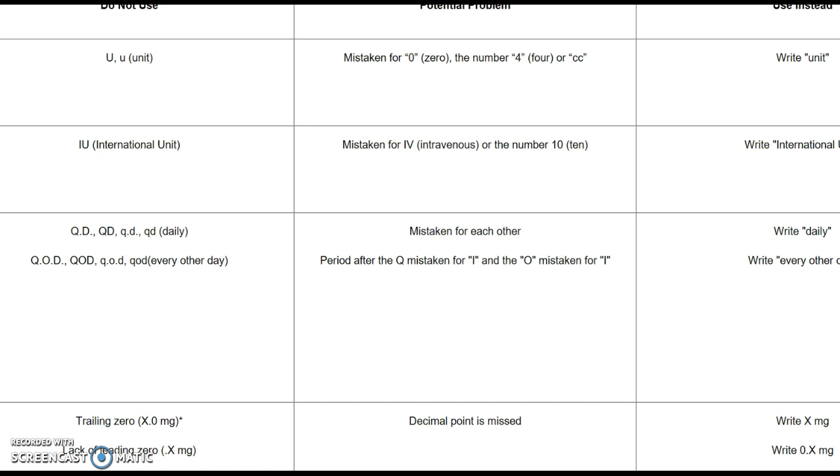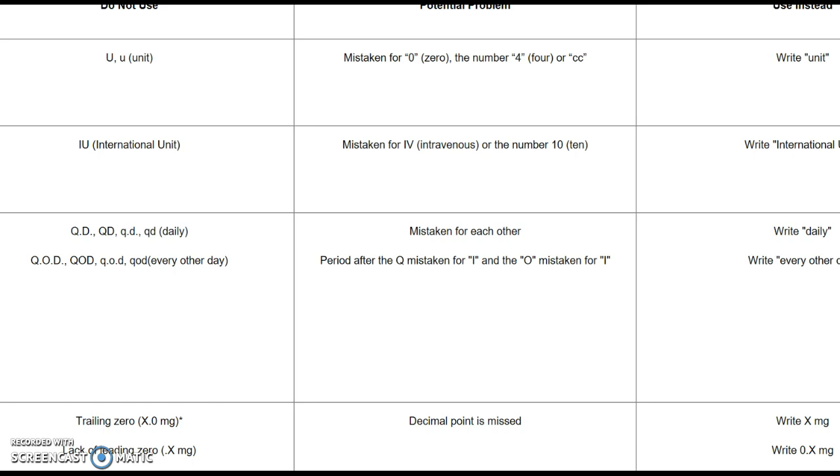And then we used to use QD in multiple ways. QD was every day. QOD was every other day. And sometimes it's hard to tell. The Q can be mistaken for an I and the O for an I. It just wasn't very clear. So you want to write daily or every other day.